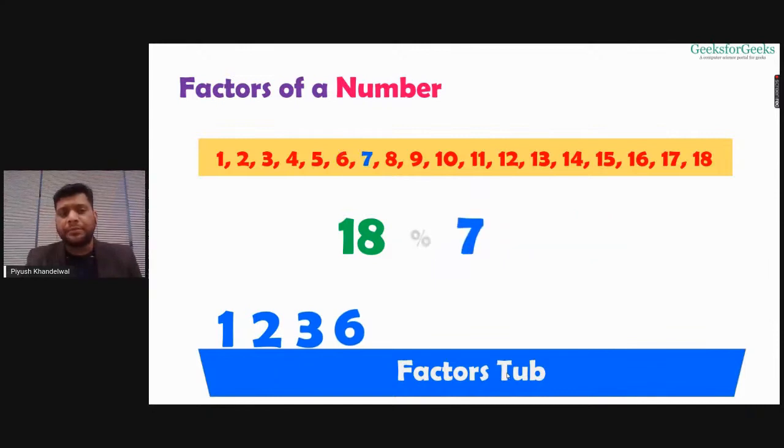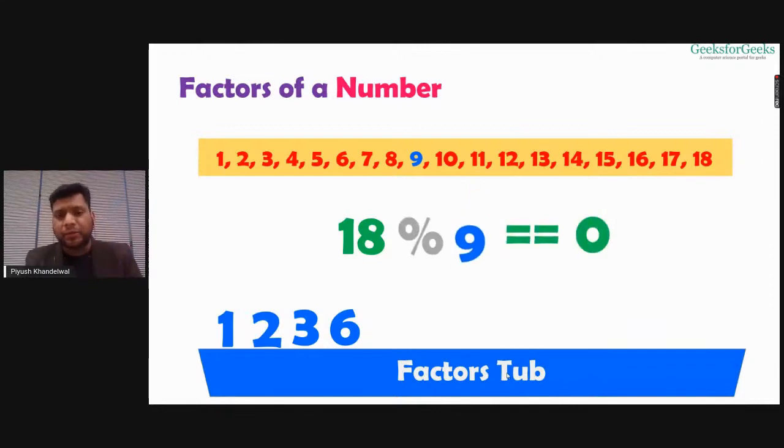Then we'll look for 7. It's also not 0. We'll move forward. Then we'll look for 8. It's also not 0. Then I'll move forward to number 9. 18 mod 9 is 0. So what I did, I moved this 9 to my factor term, right?